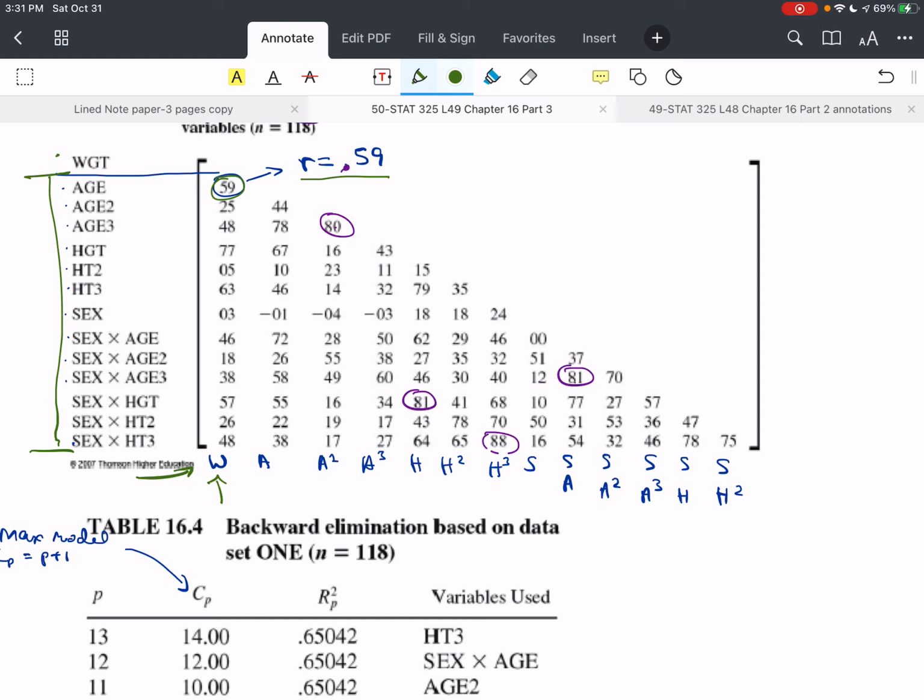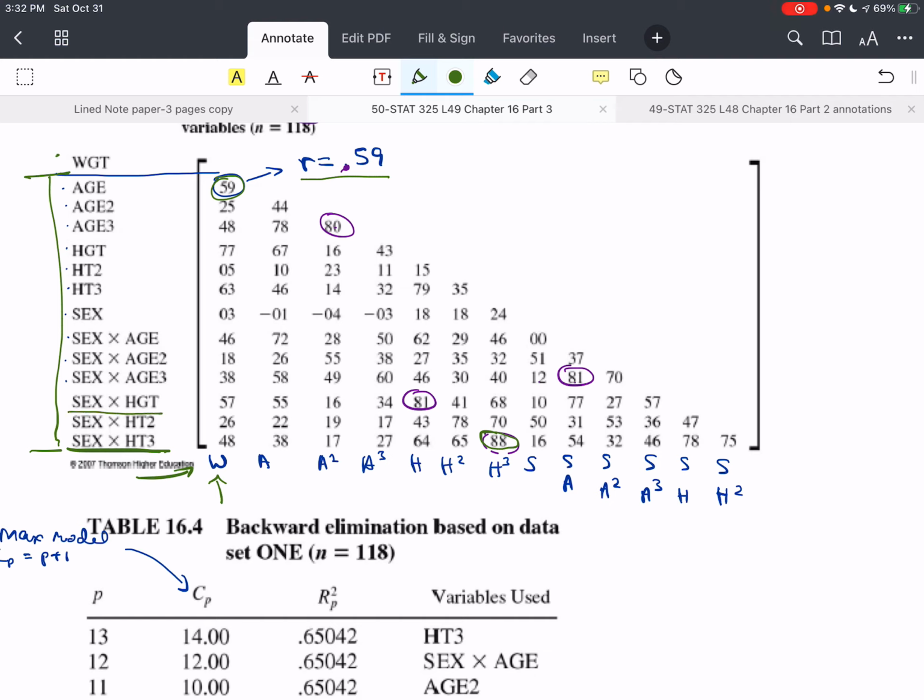Okay. Now, what I did was I went through and I circled in purple any of those values that were 0.8 or above, because those are potentials for collinearity. And so I've got, starting at the bottom, height times sex times height cubed, and I go over and I see a 0.88 with height cubed. Well, this makes perfect sense that sex times height cubed is highly correlated with height cubed.